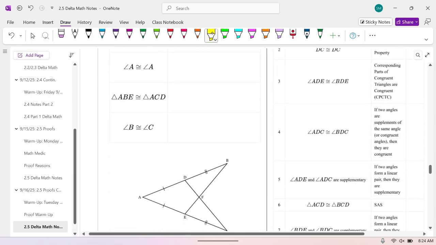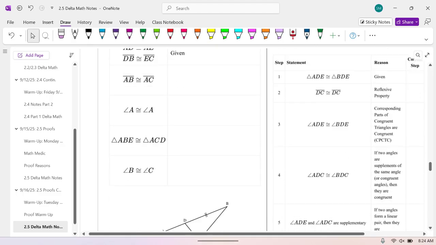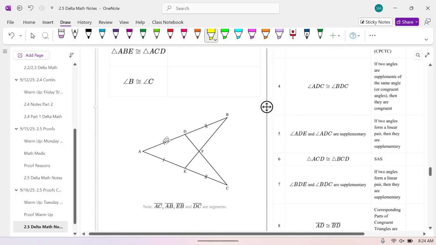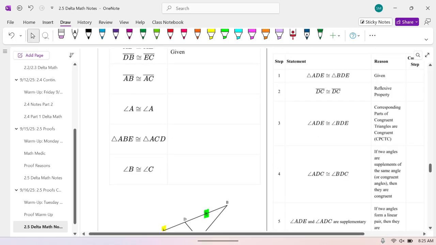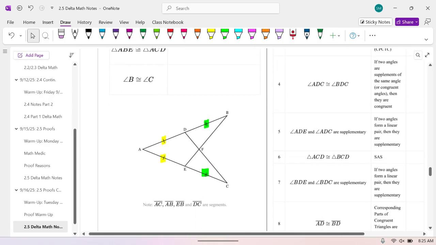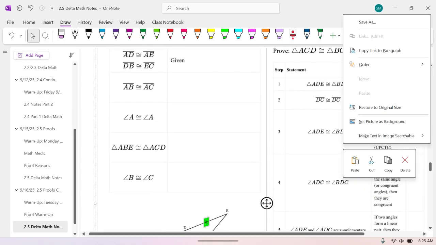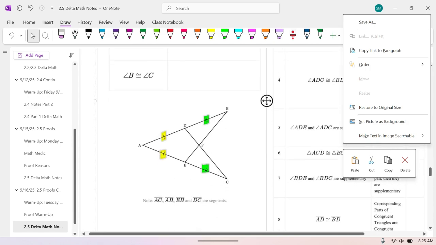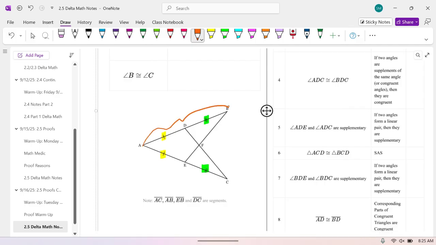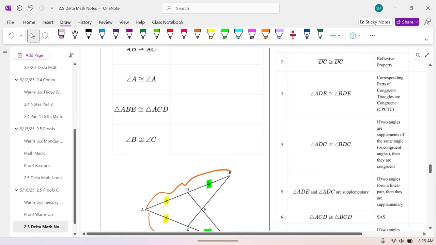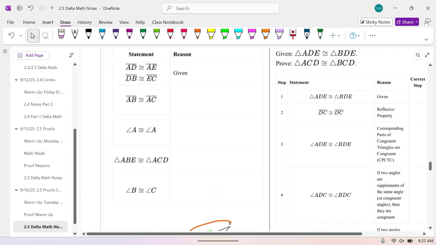So let's just look. They said that AD is congruent to AE. So these two are congruent. And then DB is congruent to EC. And that's just given. They then claim that AB is congruent to AC. So they're saying that AB is congruent to AC. Why do you think that's true?